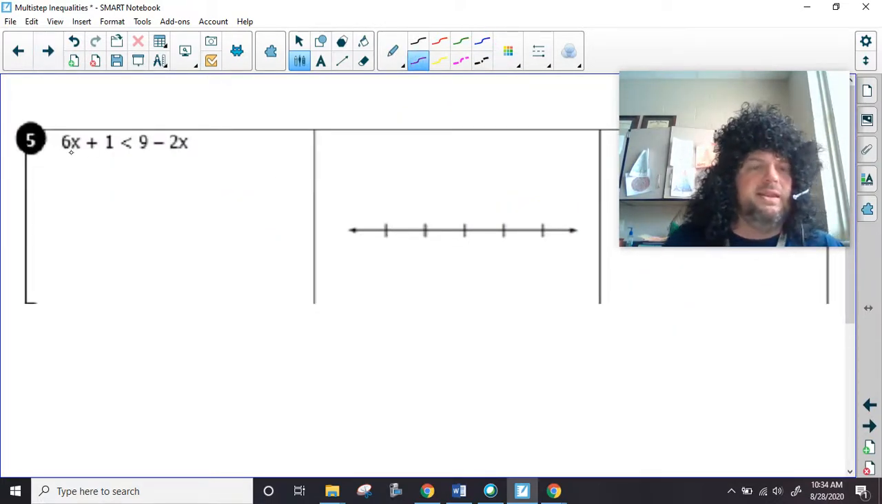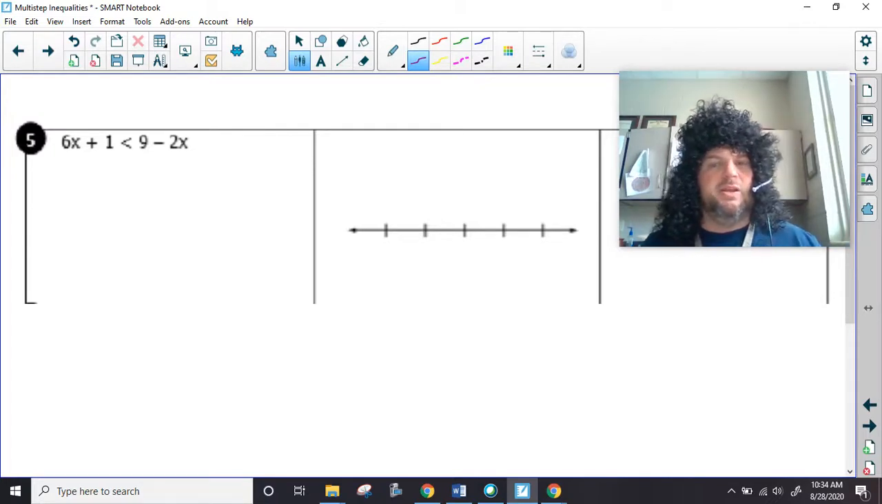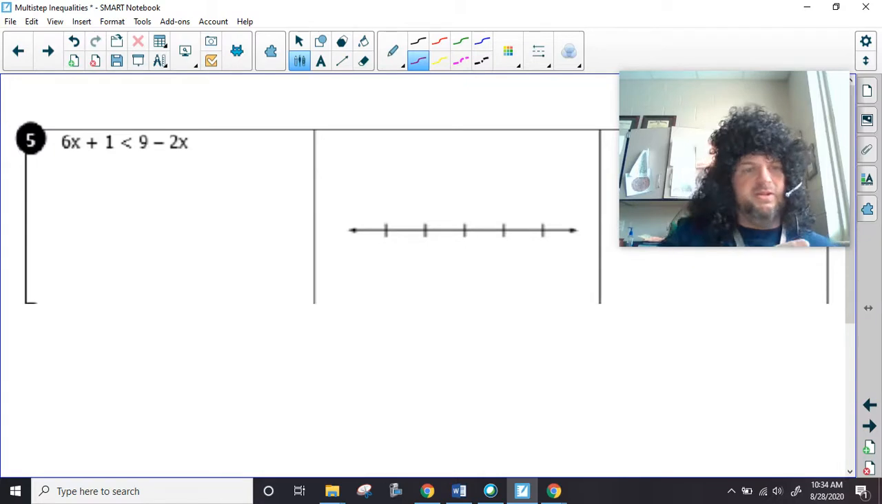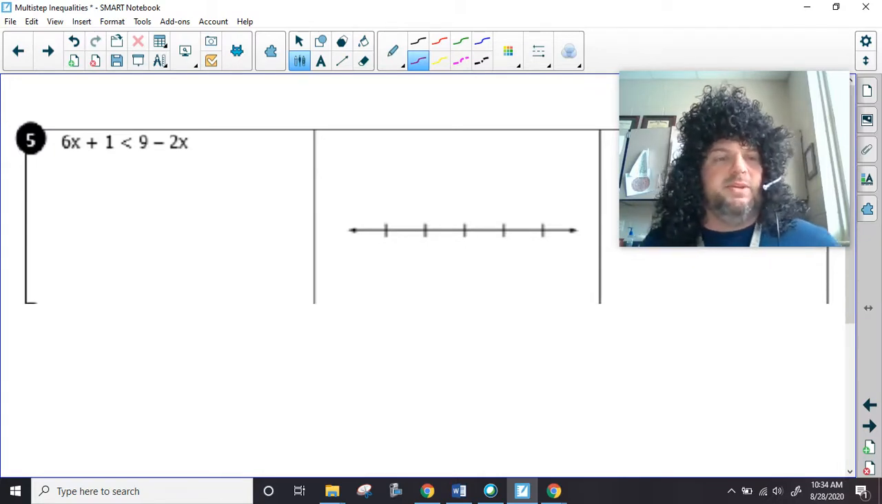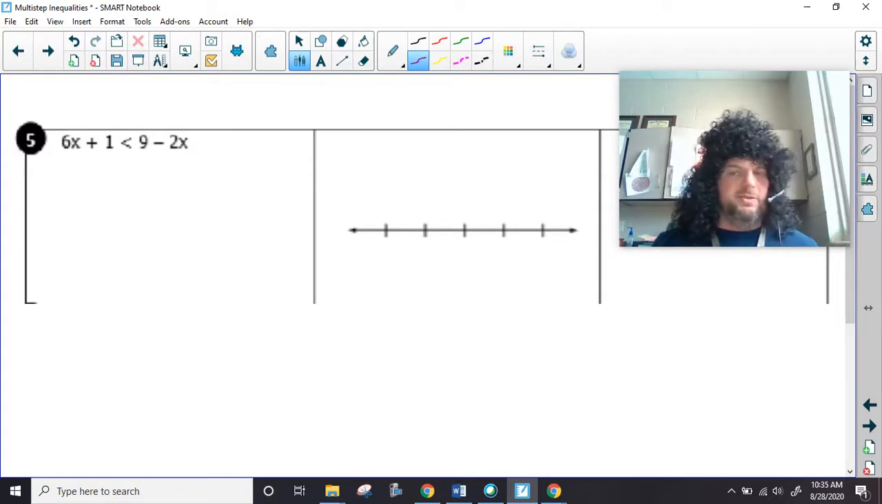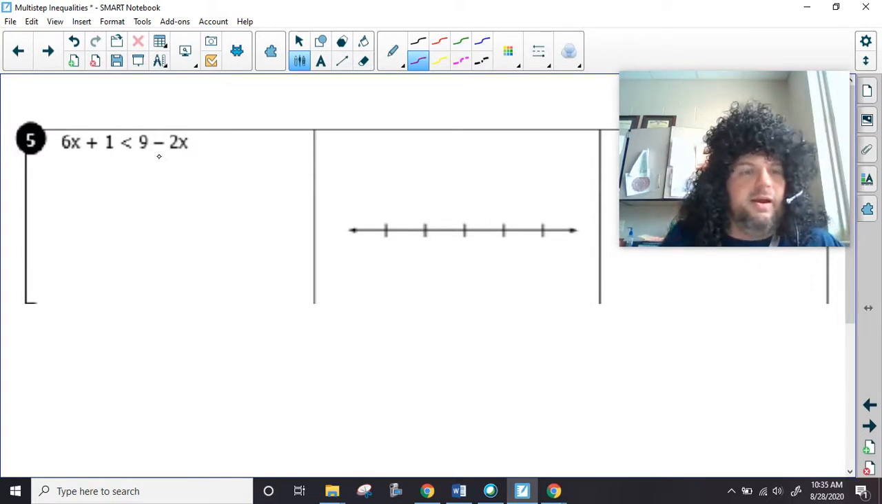Now, I don't know if you remember in Unit 1 when we did stuff with equations, we moved stuff to the left. And this is why: if you go to the left, it should kind of help you. All right, so I'm going to add this 2x to both sides.